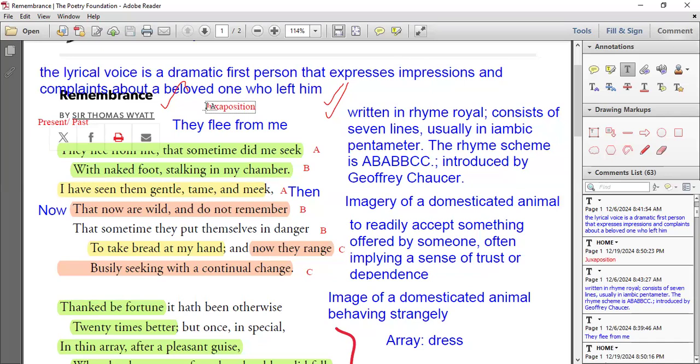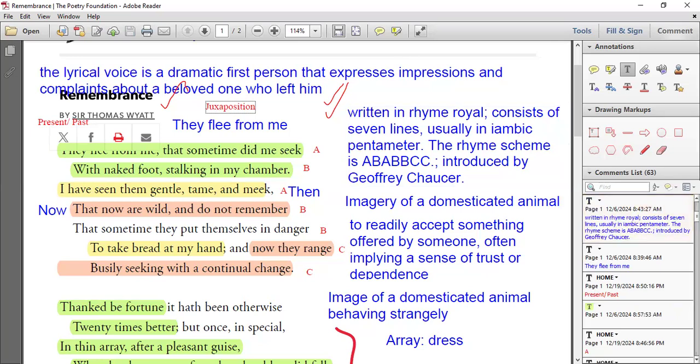Are you there, teachers? Yes, sir. Let's go line by line. Look at the first line. He is going to tell us, they flee from me. I'm going to box those things which are of the present, and I'm going to leave the past with an underline so that you understand what is the present condition of the poet.